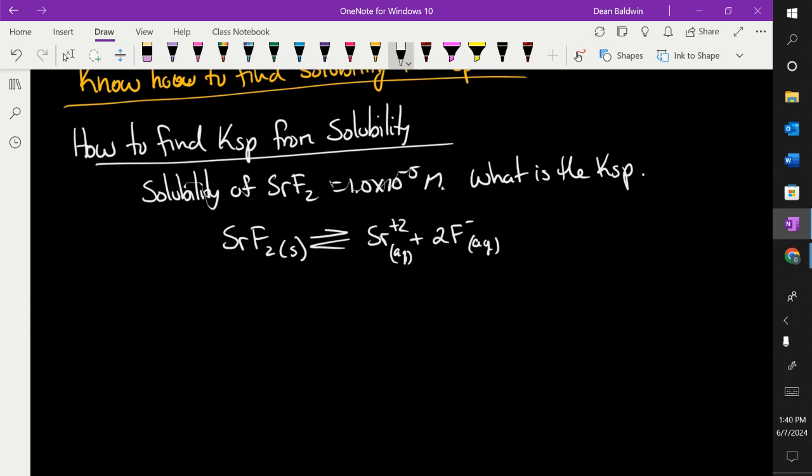Okay, so we write the equation out. What do you have to do with every equation before you can do anything with it? Balance it. Is this balanced? You better make sure it's balanced, because if it's not, you're going to get everything wrong. We're trying to find the Ksp, so we need to write the Ksp expression. What's the Ksp expression? Concentration of strontium times the concentration of fluoride squared, right?